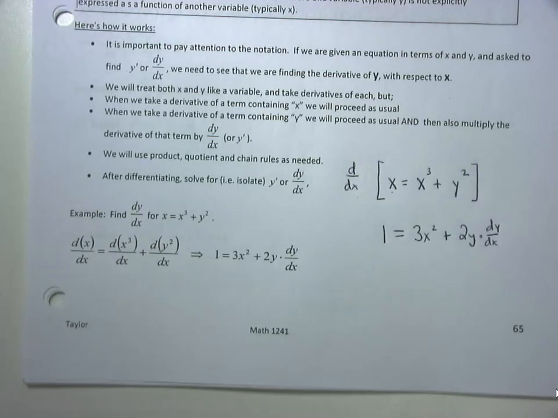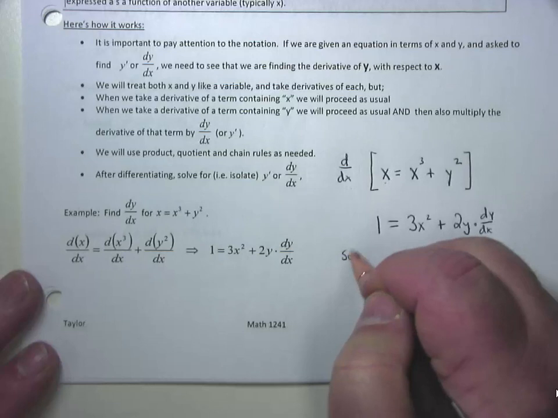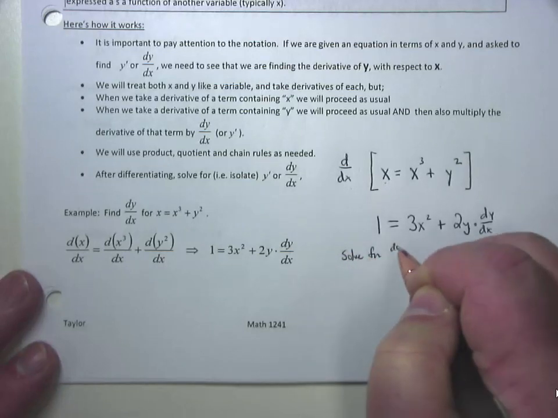Every time, so here's a rule of thumb. When I'm doing implicit differentiation, every time I take a derivative of a y variable, I multiply by dy over dx. You take the derivative of x's normally, but every y variable has to be multiplied by dy over dx, and it comes from the chain rule, the derivative of the inside. But now comes your algebra. This is the derivative equation. Now your mission is to solve for dy over dx.